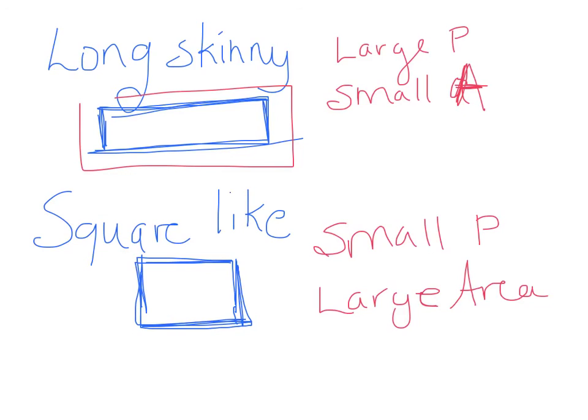That is about it, I believe, for this concept. So, I mean, there was a lot here, reminding you what area and perimeter are, being able to create a rectangle that has a specific perimeter, being able to create a rectangle that has a specific area, and then being able to make these generalizations that a long skinny rectangle is going to have a small area and a large perimeter, and a square-like rectangle is going to have a small perimeter and a large area.